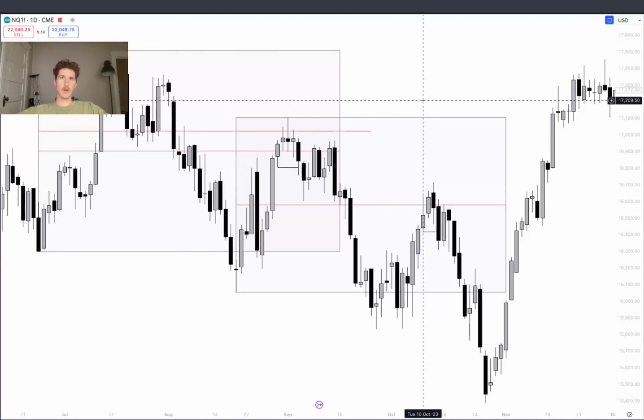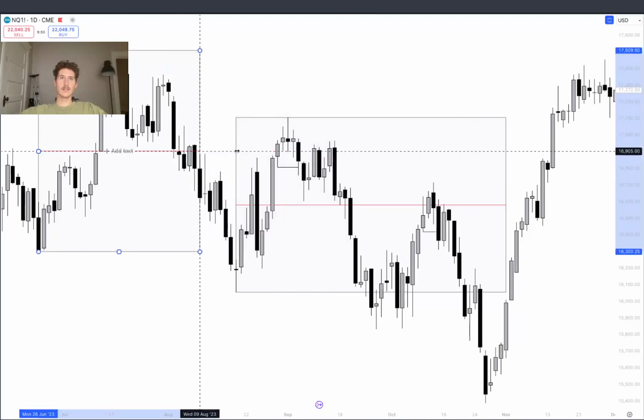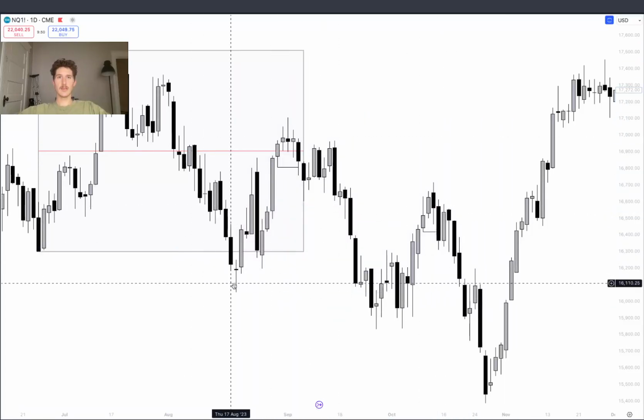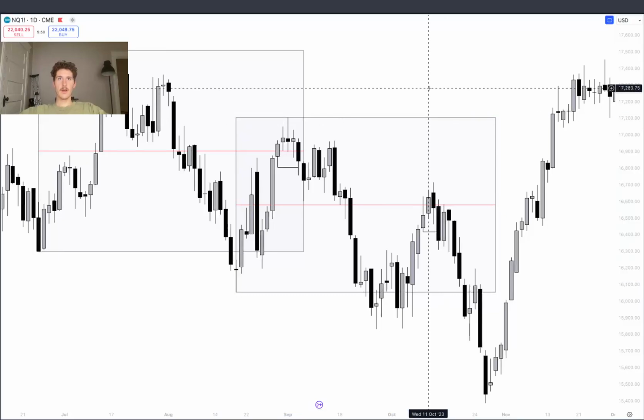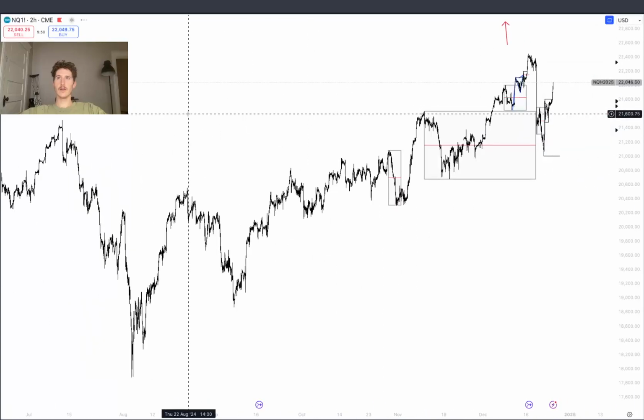This is the basic model. Let's get rid of this 60. So right now we have the discount premium line marked out right here on this swing, and then yet again another swing on the daily, the discount premium line marked out as well, the 50% of the supply and demand zone. So let's go to the 2 hour now and get back on over here. Where is it?